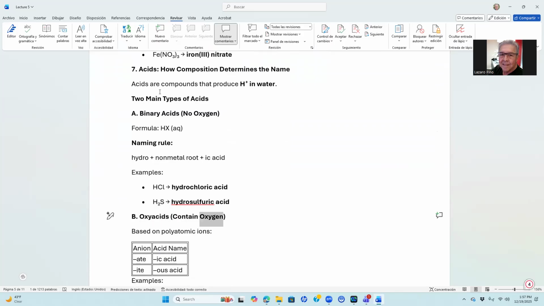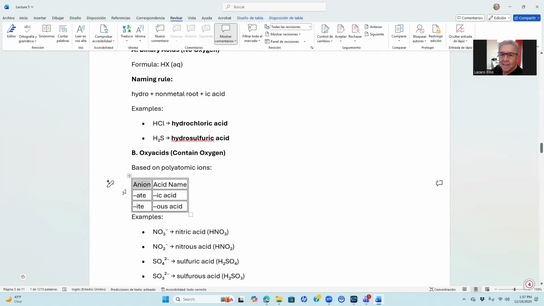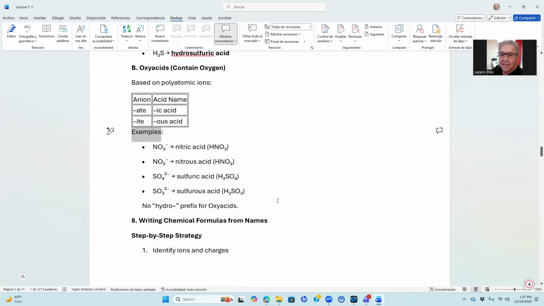Oxyacids contain oxygen and are based on polyatomic ions. Anion ending in -ate gives an -ic acid; anion ending in -ite gives an -ous acid. Examples: NO3 is nitric acid, HNO3. NO2 is nitrous acid, HNO2. SO4 2- is sulfuric acid, H2SO4. SO3 2- is sulfurous acid, H2SO3.